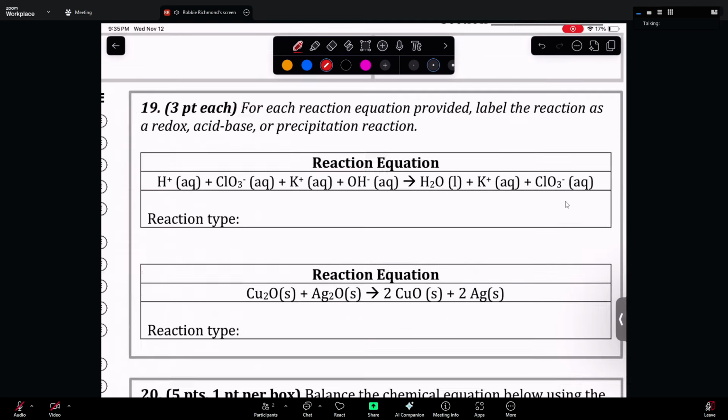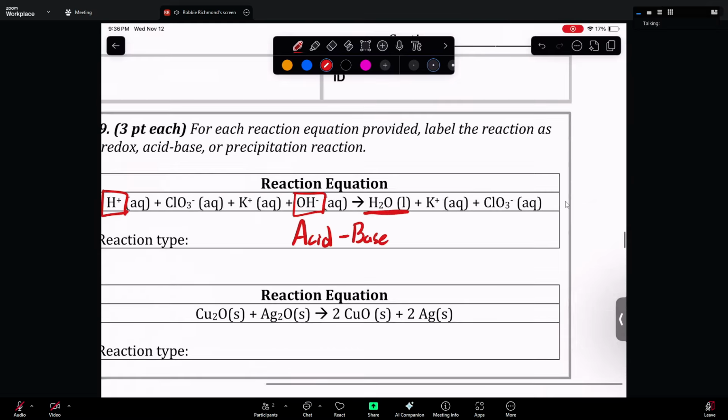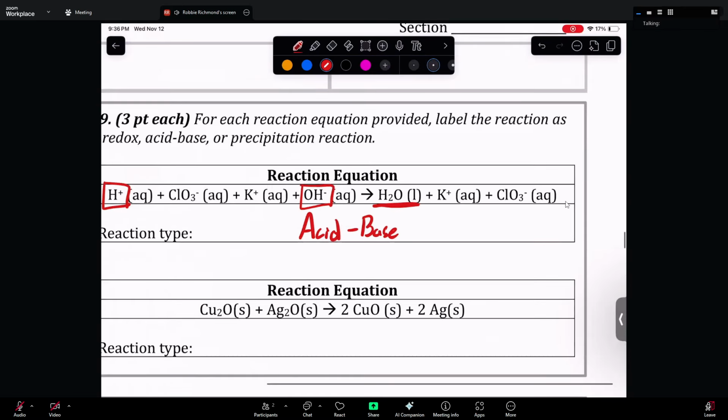Alrighty, for this first reaction, I see H2O liquid. Immediately it's running through my mind, this is an acid-base reaction. Furthermore, I see hydroxide and I see hydrogen. So if we're writing our net ionic equation, the hydrogen and the hydroxide ions are going to form together to form water. All is to say, this is an acid-base reaction. And it's not a precipitation because I do not see any precipitate being formed within the products, and we also have water in the products.